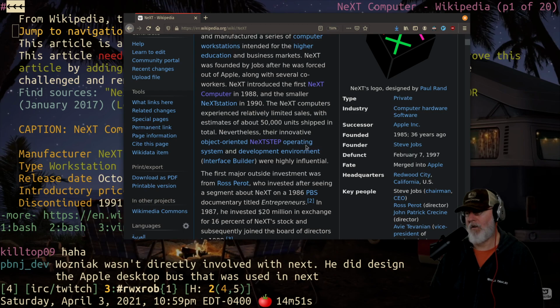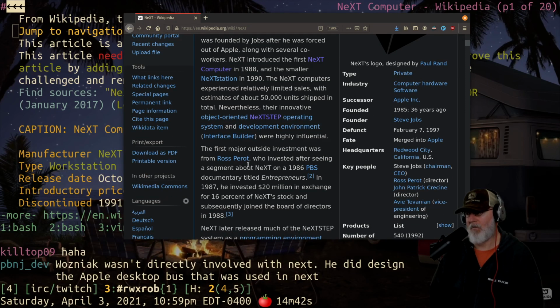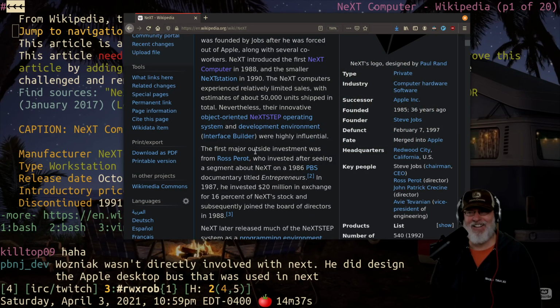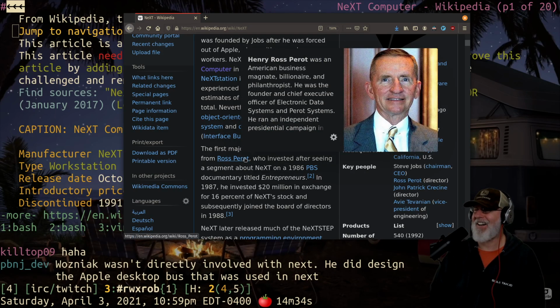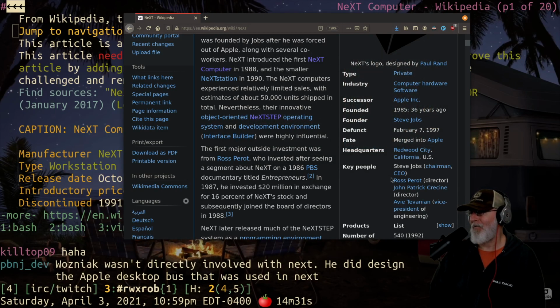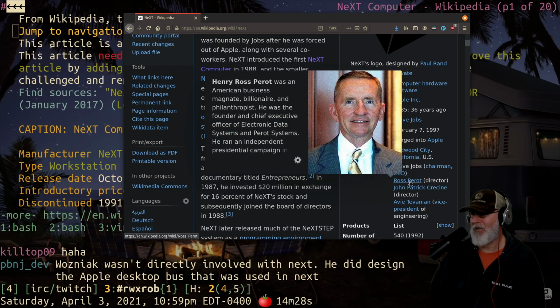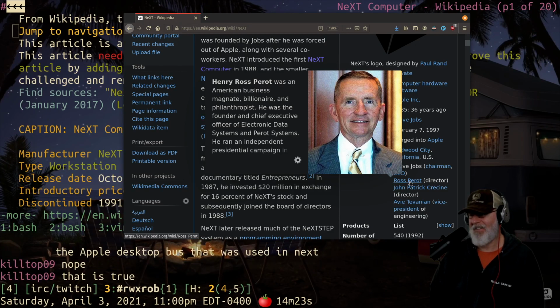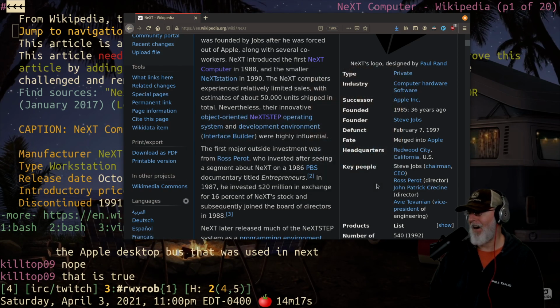So here we go. Their innovative NeXTSTEP operating system and development environment, with Interface Builder, was highly influential. The first major outside investment was Ross Perot. Are you kidding me? Holy cow! I voted for him. I voted for Ross Perot. I did not know this. Ross Perot was the director of Next Computer? You've got to be kidding me. I had no idea. This is such a good discovery. Holy cow.